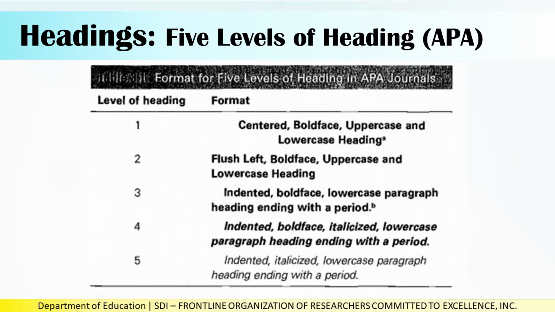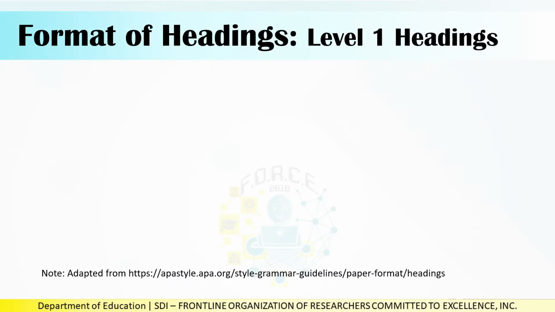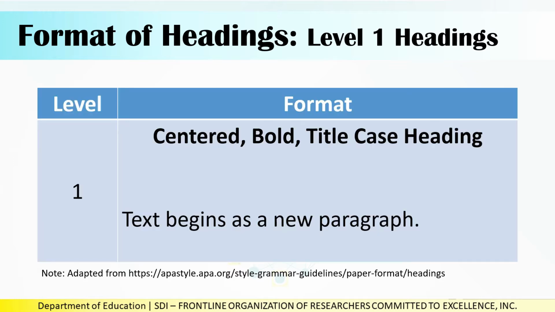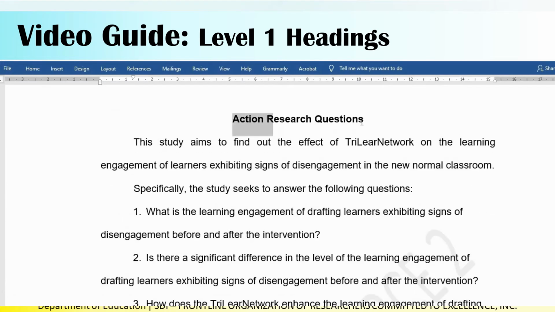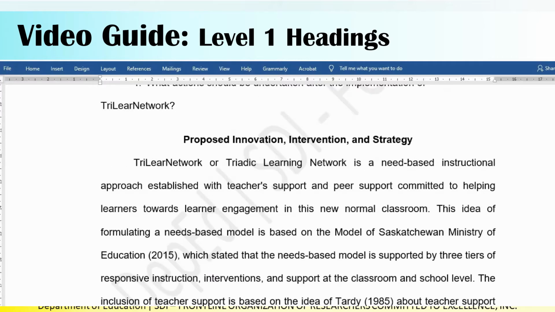According to APA, these are the 5 levels of headings. Rule for level 1 headings. In the proposal, these are the level 1 headings: action research questions, and this text being highlighted.